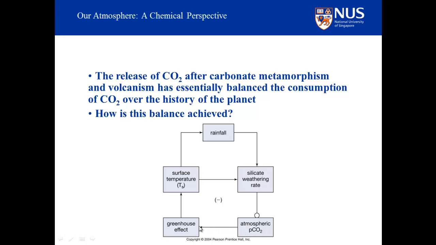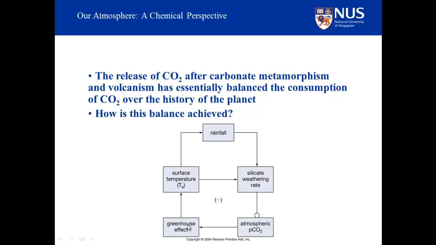Notice that positive couplings, if I reduce this, I reduce this. If I increase this, I increase this. The effect is proportional. With negative couplings, the reverse is true. If I reduce the silicate weathering, I increase atmospheric carbon dioxide. If I increase silicate weathering, I decrease atmospheric carbon dioxide. Of course, if the greenhouse effect is reduced, we get a reduction in surface temperature. And now we've formed ourselves a negative feedback loop.